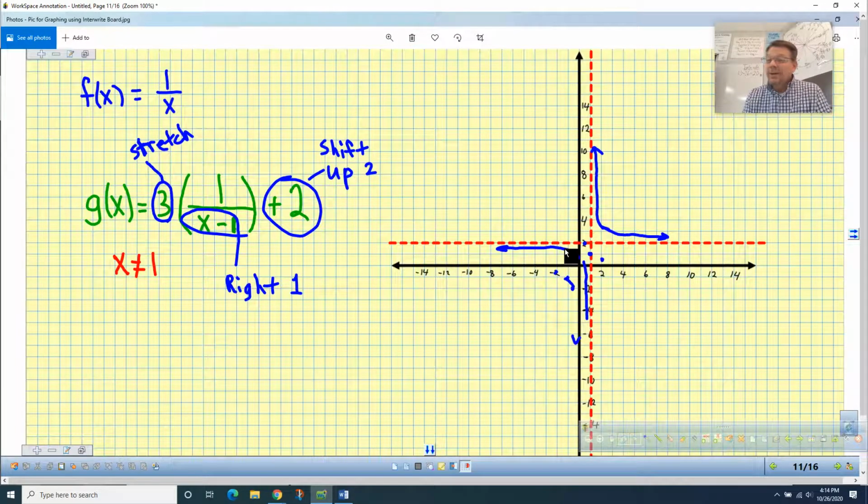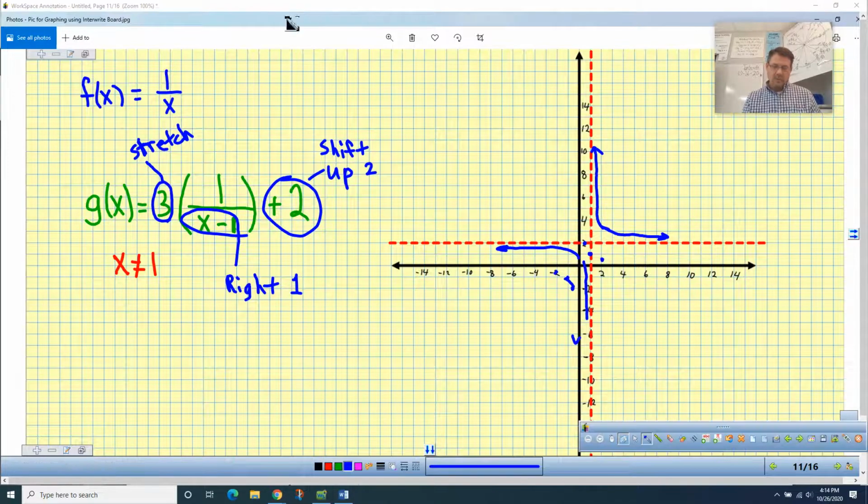Okay, but the 3 is there. But what happened from the parent function? Everything went to the right 1 and up 2. But now we're going to have to grab hold of this guy right here and stretch it up, and grab this guy right here and stretch it down.